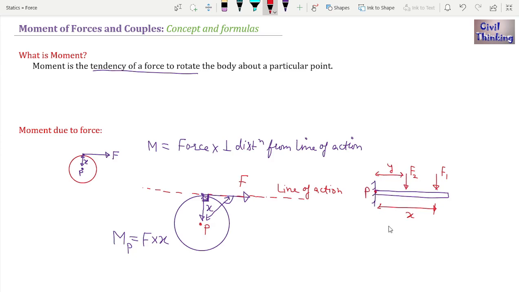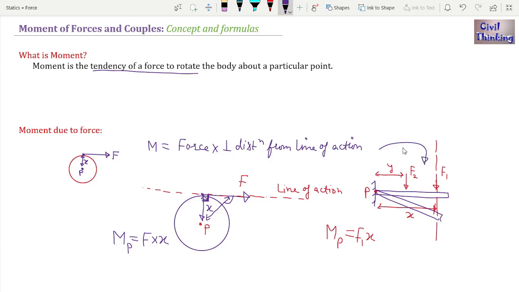Now if I want to find the moment about this point P, I will write moment about point P is force times distance. The line of action of this force is this, and x is normal to the line of action, so it is F1 multiplied by x. Now this F1 is trying to rotate it in the clockwise direction. If you let this F1 force rotate it, how is it going to move? It will bend like this. Let us say here is a pin. It will rotate like this, because you are applying F1 force here and it goes downwards.